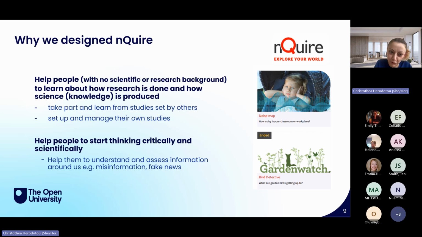If I zoom out of the focus on citizen science, I would say that the bigger purpose here is to help people start thinking critically and scientifically. And we know how important critical thinking is in the era we live in, and possibly how AI and Gen AI developments are shaping our realities. So I think that engaging people in research could be a way to develop their critical thinking skills.